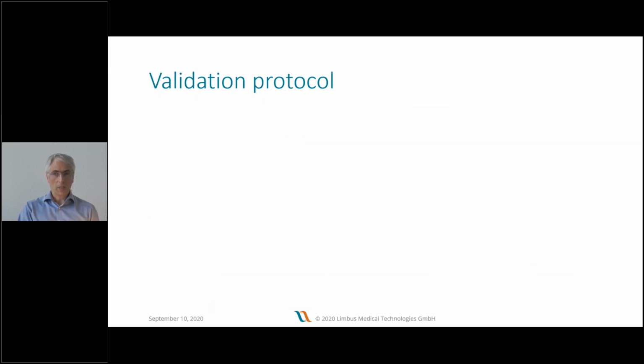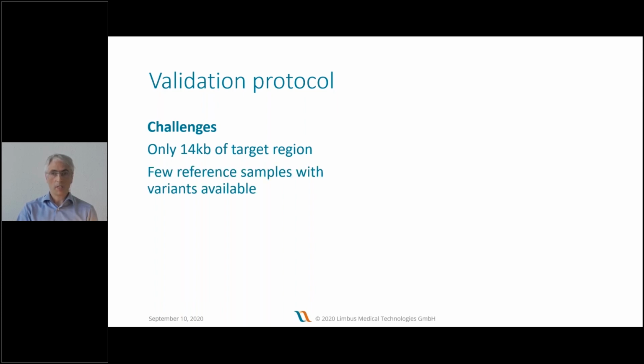Now let me talk a little bit about how you can actually validate the performance of your assay. We face several challenges with this specific assay. Of course, there's a benefit of the small target region, but a small target region can be a challenge in the validation because you will find very few reference samples that actually contain variants in those target regions. So you have to be very creative in sourcing reference samples from different sources.